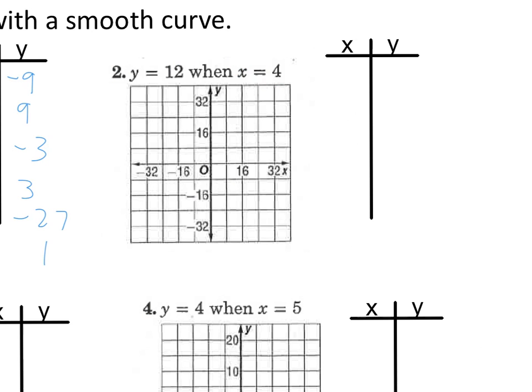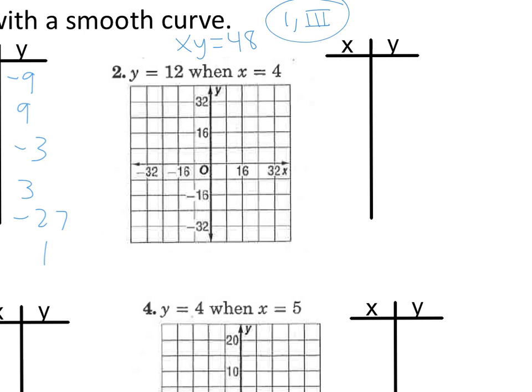All right, number 2, y equals 12 when x equals 4. So let's write an inverse variation equation. So xy equals 48. Now this constant is positive, whereas we saw in the last example it was negative, and our graphs were in quadrants 2 and 4. So this graph, since the constant is positive, our graph should be in 1 and 3. So that'll be a good thing to check when we're done, make sure our graphs are there.